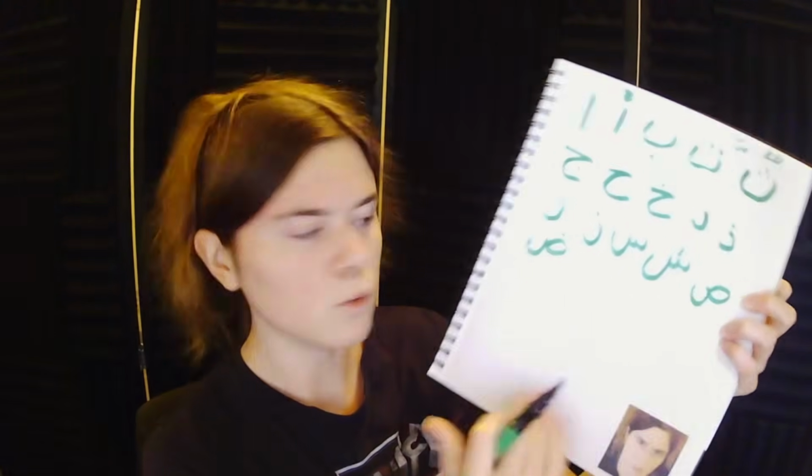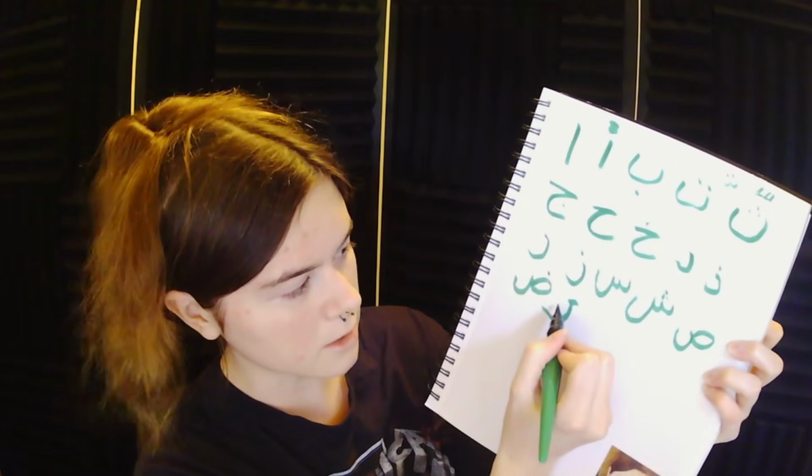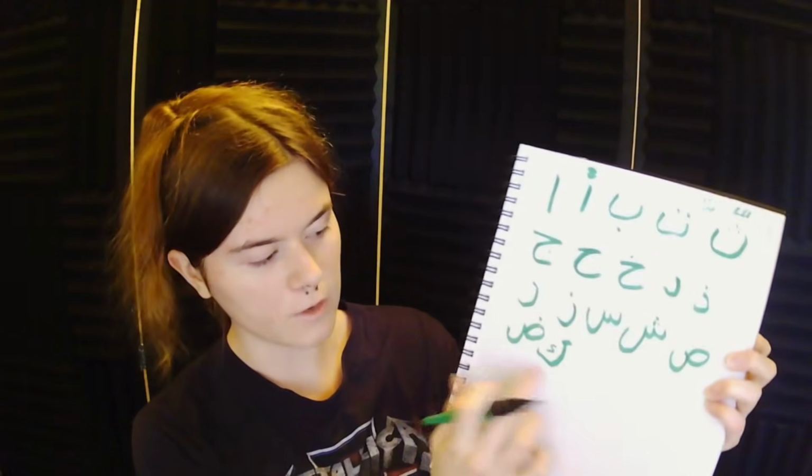So this one I don't really understand how to write. There's a little tick thingy at the top. And then there's a little S looking thing in the middle. Like that. Is that right? Oh, it also curves up a little. I did not leave enough space in between these two. Oopsies.